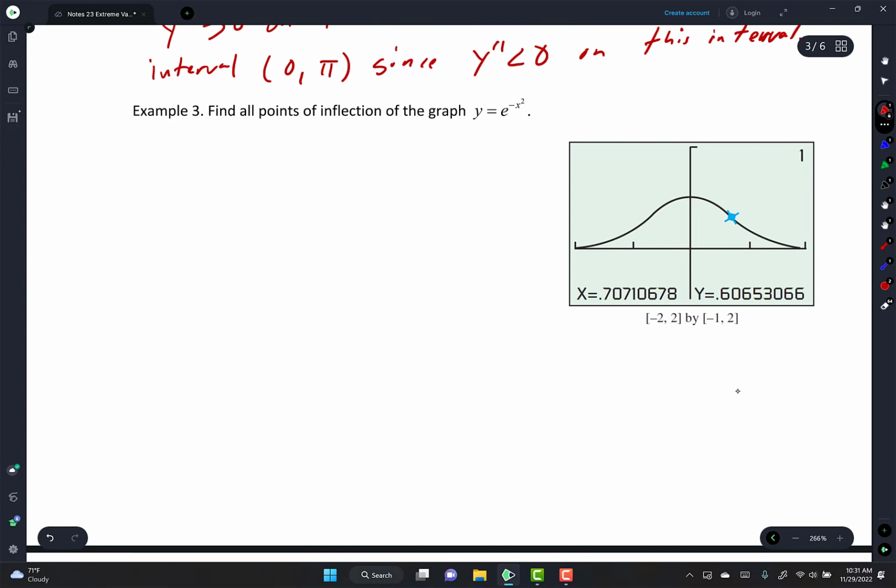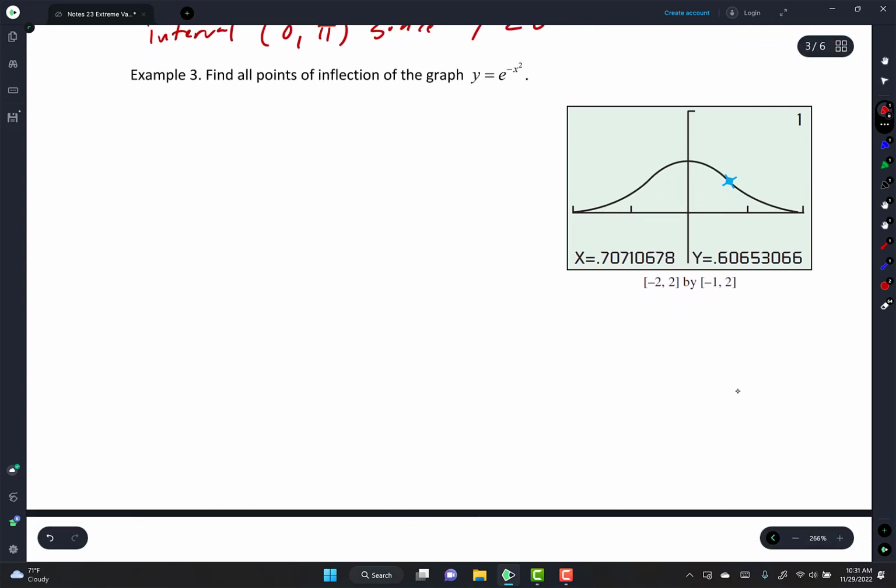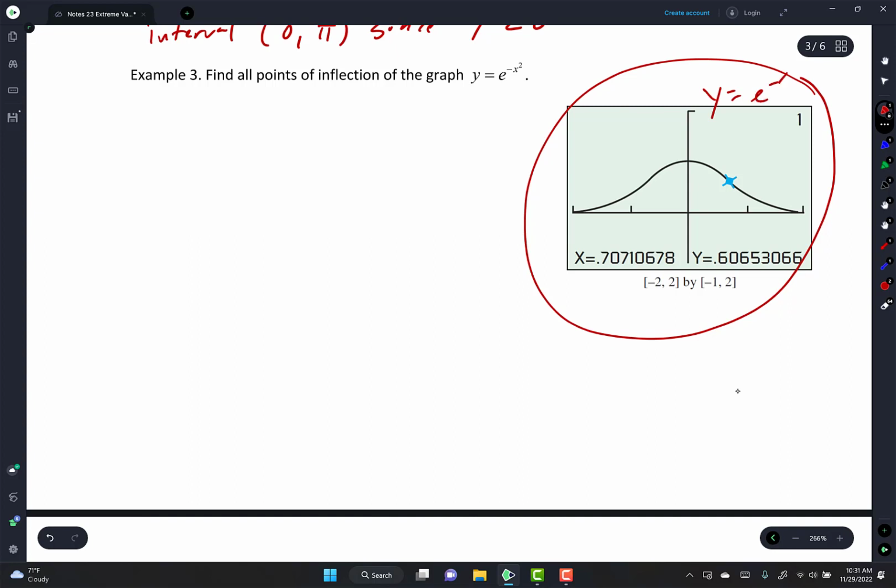All right, here we go. Find all points of inflection for the graph y equals e to the negative x squared. They're being nice. This is the graph y equals e to the negative x squared, and I can see here, do you guys recognize that number, 0.707? Does it look familiar to you guys?